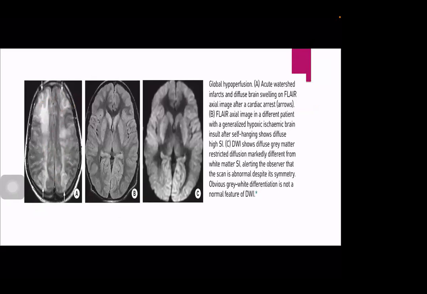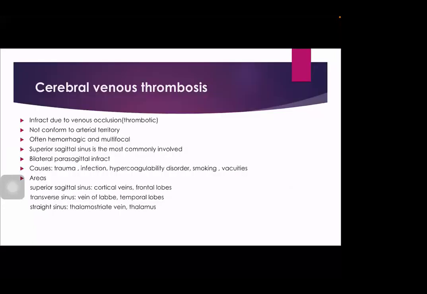The second image again belongs to a patient who developed a hypoxic ischemic brain insult after self-hanging. The third one is the DWI image, which showed diffuse high signal intensity in the gray matter. Actually, this one may seem normal to you, but you should always keep in mind that in a DWI image we cannot see this degree of gray and white matter differentiation. So this should alert you to the diagnosis of a global hypoperfusion syndrome.